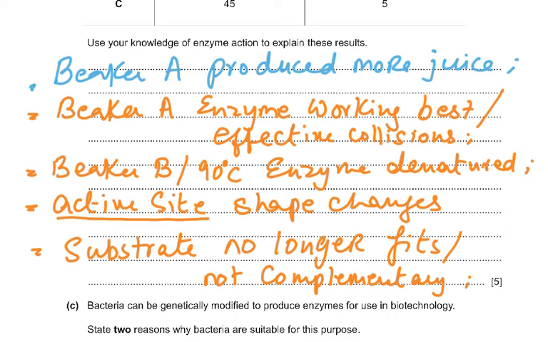So we just word this. Beaker A produced more juice, beaker A enzyme working best, effective collisions. Beaker B 90 degrees Celsius, so enzyme denatured, active site shape changes, substrate no longer fits. Or you can say substrate no longer complementary to the active site.